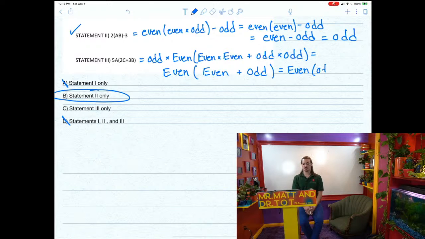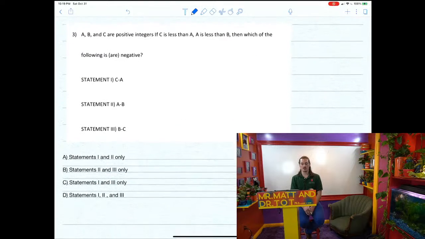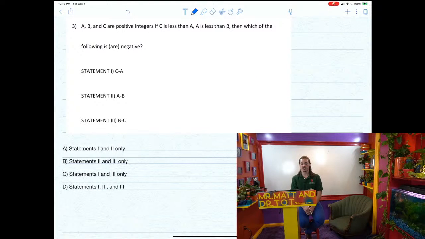If you have any questions, please let me know. Otherwise, let's look at question number 3, which asks, A, B, and C are positive integers. If C is less than A, and A is less than B, then which of the following is or are negative? Statement 1 says C minus A. Statement 2 says A minus B. Statement 3 says B minus C.